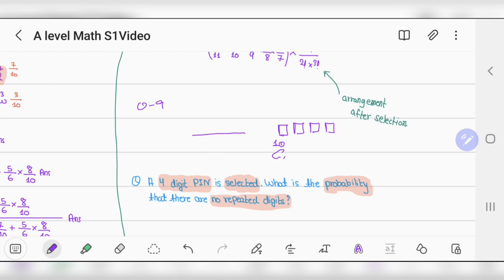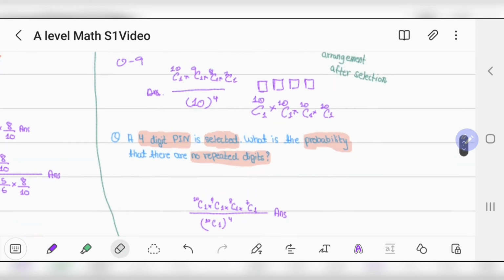So 10C1 multiplied by 10C1 multiplied by 10C1 multiplied by 10C1, which means 10 to the power 4. And now we need to select 4 digits in such a manner that there should be no repeated digits. So it should be 10C1, then 9C1, then 8C1, and then 7C1. So this is the answer. Same thing as here.